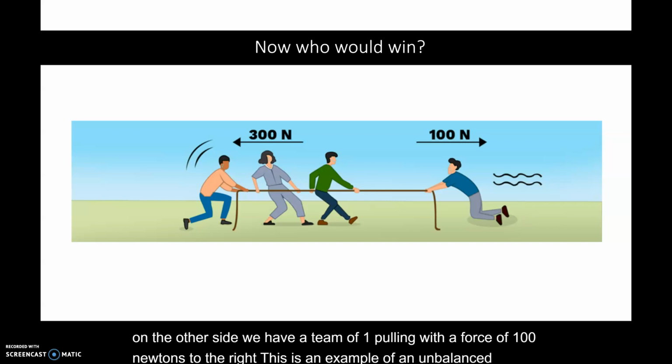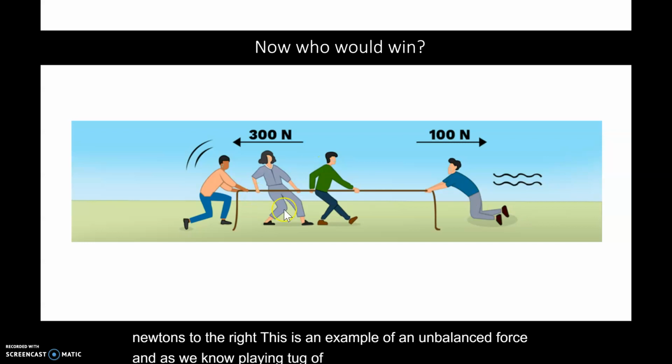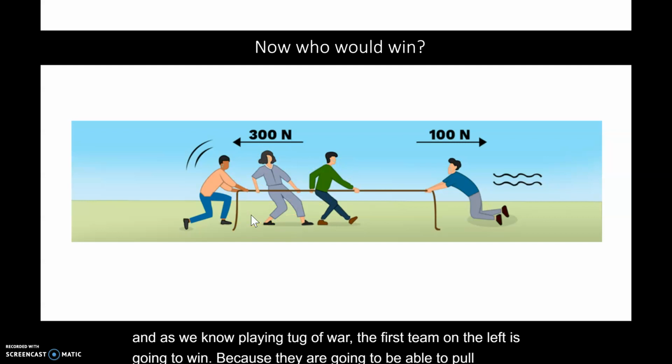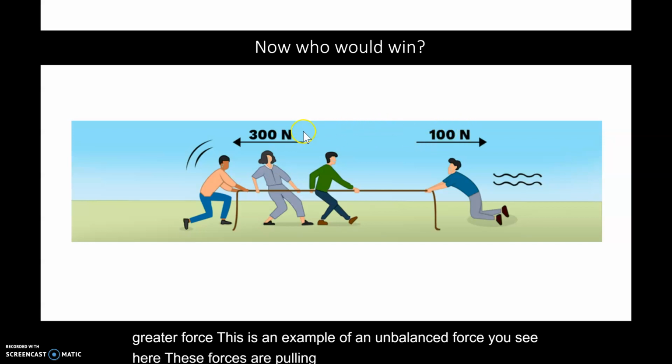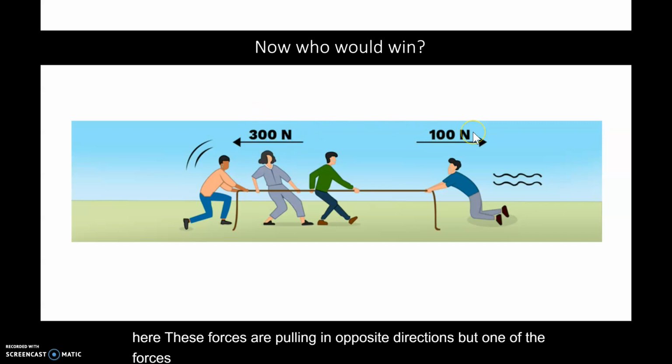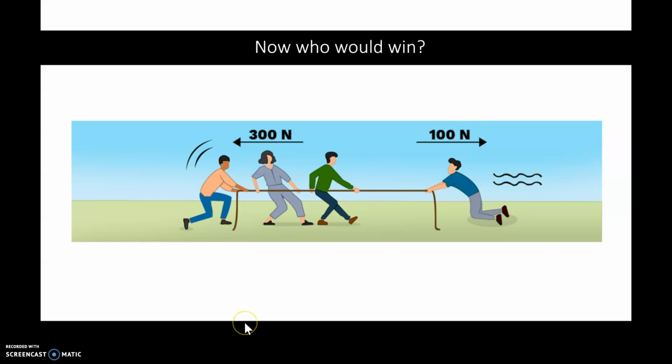And as we all know, playing tug of war, the first team on the left is going to win because they are going to be able to pull with a greater force. This is an example of an unbalanced force. You see here that these forces are pulling in opposite directions, but one of the forces is stronger than the other. It's not going to be the same.